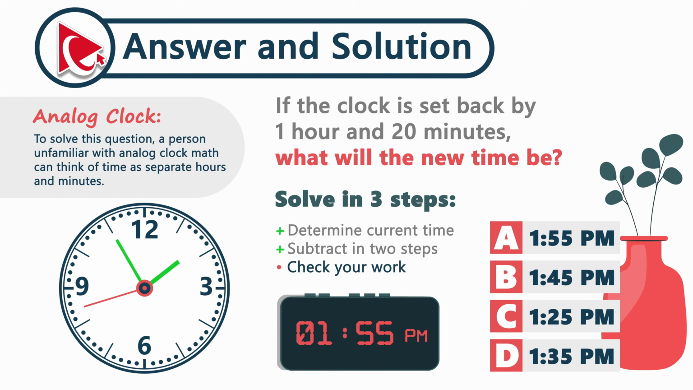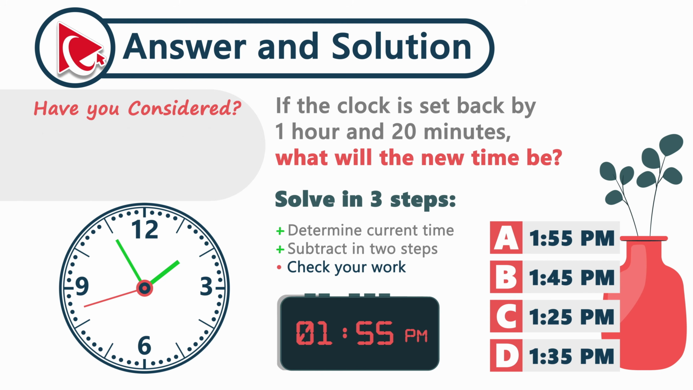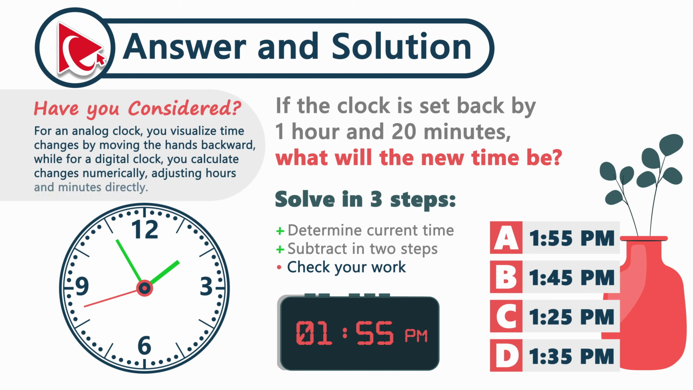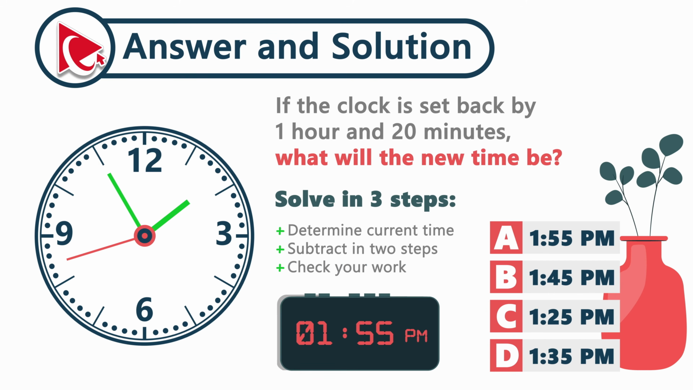You need to do a little bit of mental math here to calculate the minutes, ensuring that you count backwards carefully without skipping any steps. Have you considered how to solve this problem for a digital clock? For an analog clock, you visualize time changes by moving the hands backward, while for a digital clock, you calculate changes numerically, adjusting hours and minutes directly. Well, regardless of which time device it is, I think the answer is the same. It is choice A, 1:55 p.m.